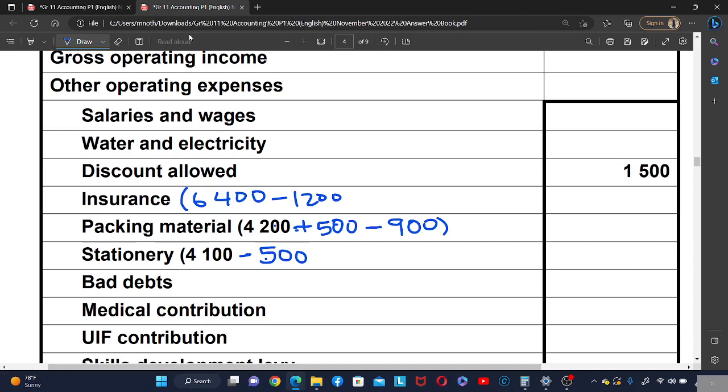The packing material is 4,700, and they're saying now the remaining one is 900. So this means that they use a packing material is how much? Is the difference of these two. 4,200 plus 500 minus 900, that is 3,800. This means that the packing material that was used this year is 3,800.